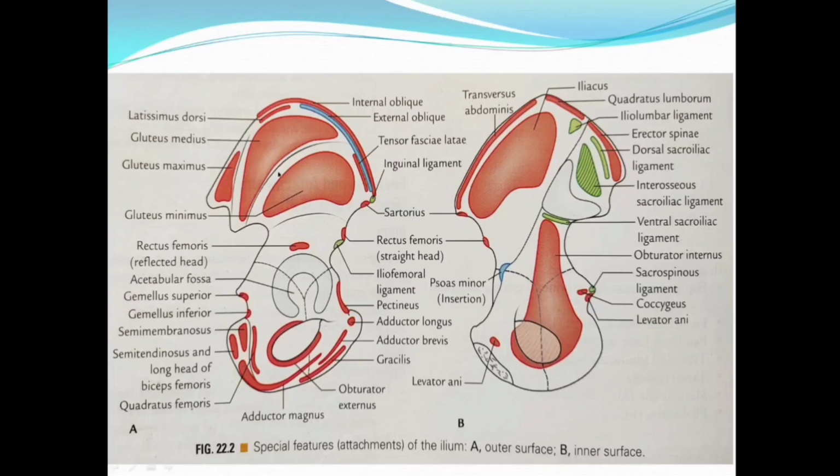As I had already said, the gluteal surface of the ilium is divided into 4 areas by the 3 gluteal lines. So the gluteus maximus arises from the posterior part of the gluteal surface. This is the gluteal surface, and this is the posterior part of the gluteal surface. It arises from the posterior part of the gluteal surface above the posterior gluteal line. So we can see here the origin of the gluteus maximus.